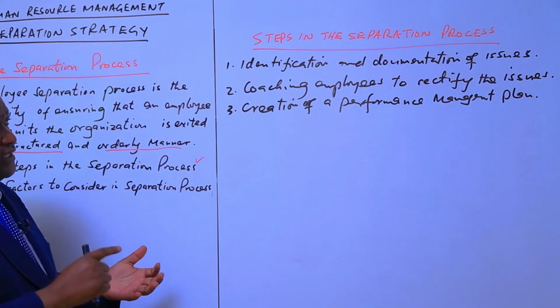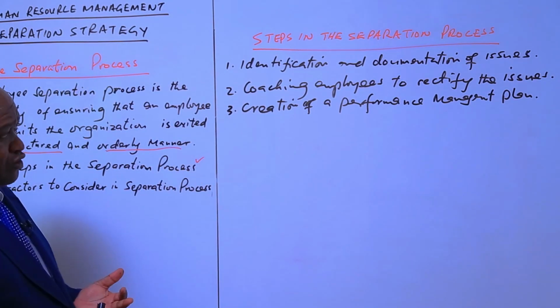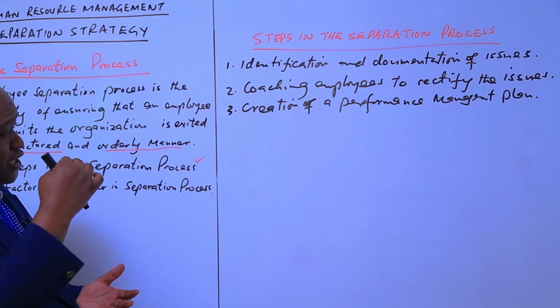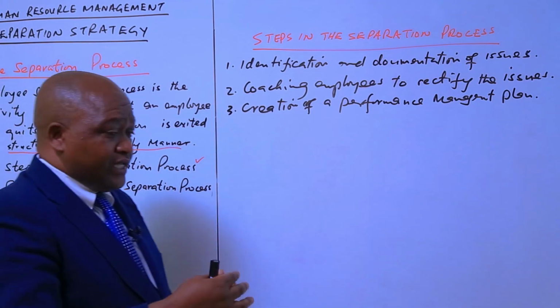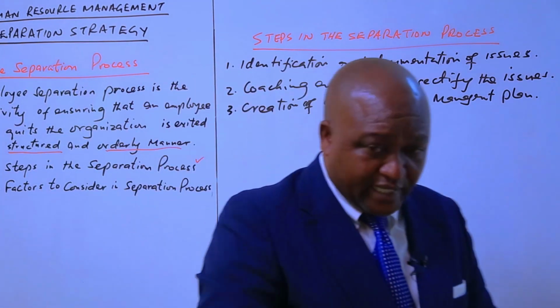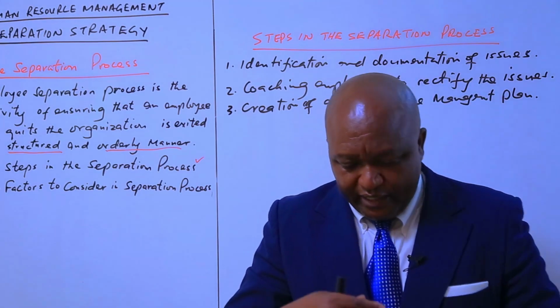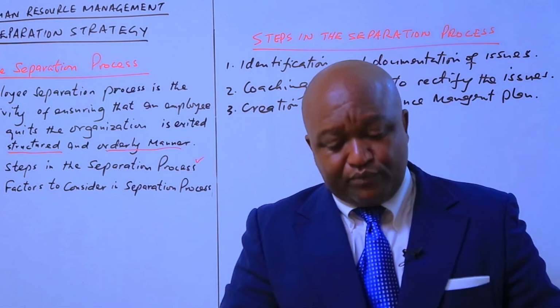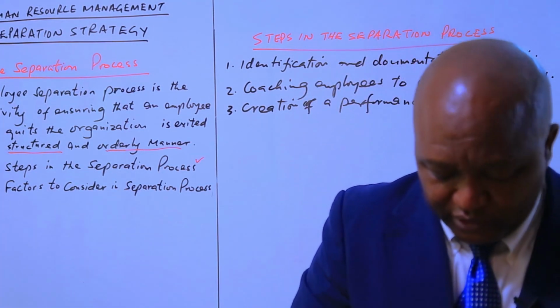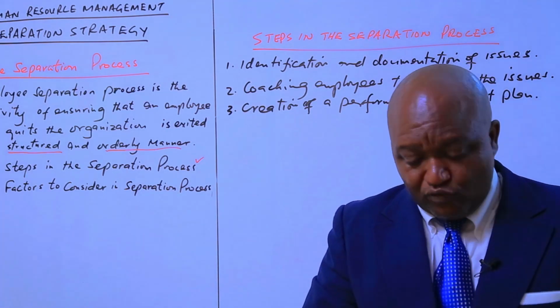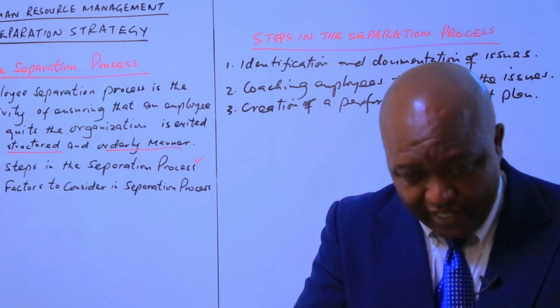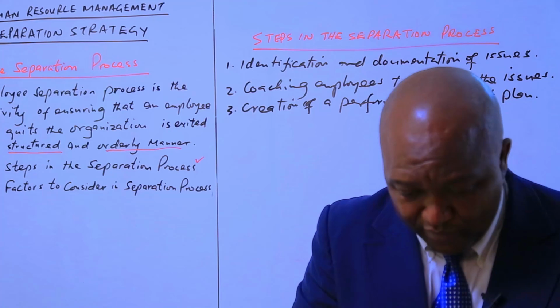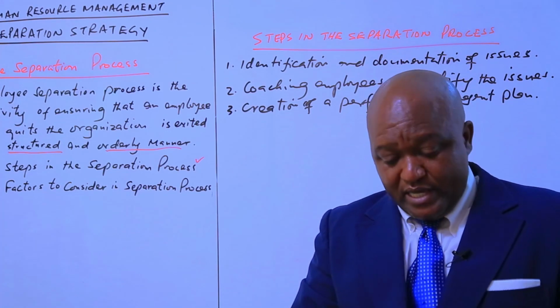You have now identified the issues. The employee has been coached and told that your performance is going to be monitored for the next 3 months, the next 6 months, the next 9 months. So the creation of that performance management plan becomes important to see whether the employee is improving, and the employee is informed. If the employee doesn't improve, the performance contract can, for example, be terminated.